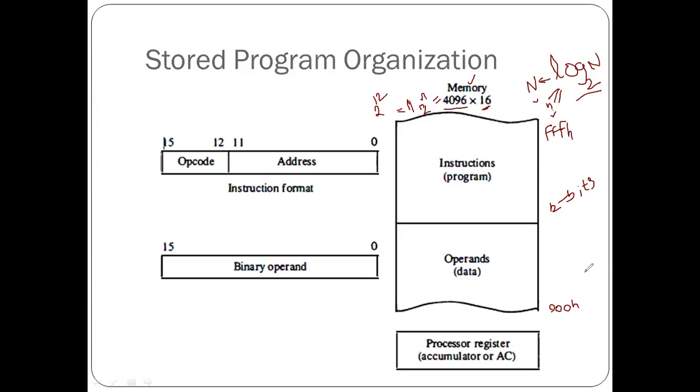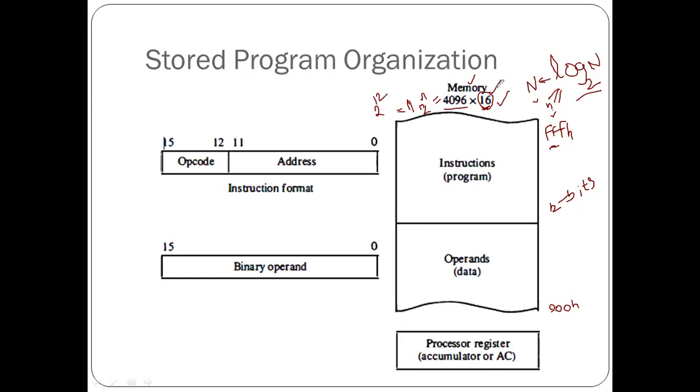These may be your memory addresses. Every memory address will have 3 digits or 12 bits, and each location is now capable of storing 16 bits. So whatever it is, your operand or your instruction code should be 16 bits in length.